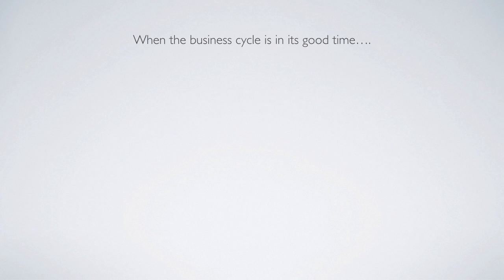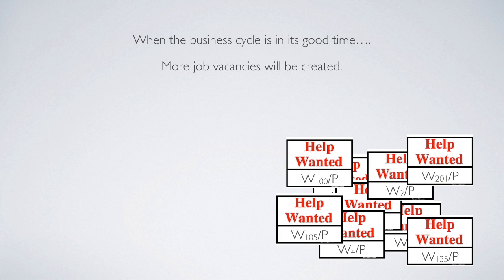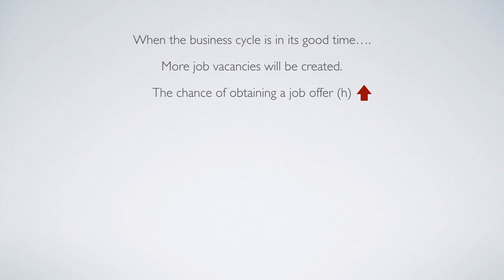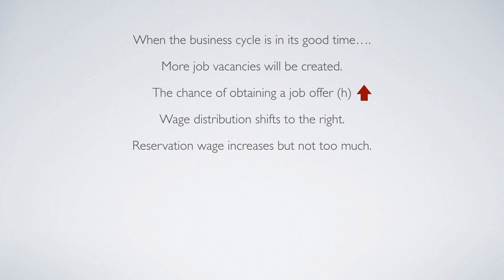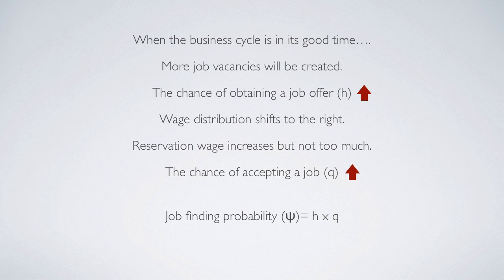So what we have now is that when the business cycle is in its good time, more job vacancies will be created. This would increase the chance of obtaining a job offer, H. At the same time, the wage distribution will shift to the right. However, the reservation wage will increase, but not too much. That's why the chance of accepting a job, Q after, will be higher than before. So together, the job finding probability goes up from both the increasing chance of obtaining a job offer and the increasing chance of accepting a job.